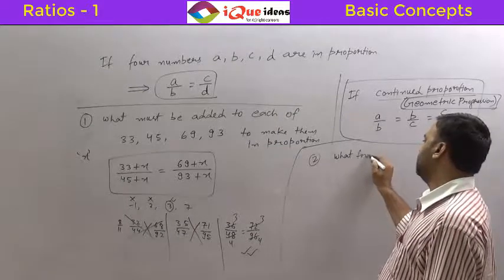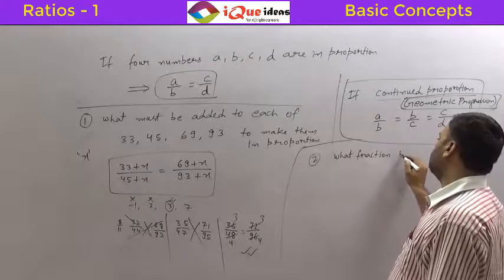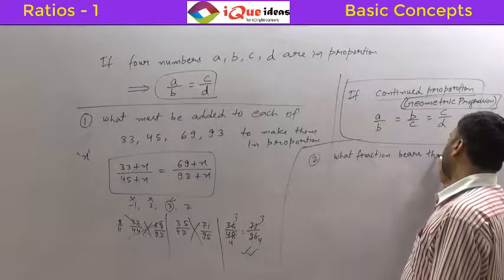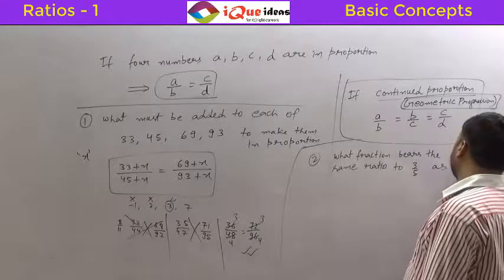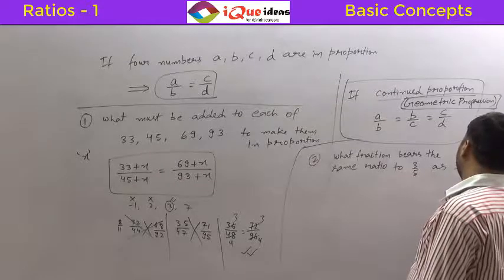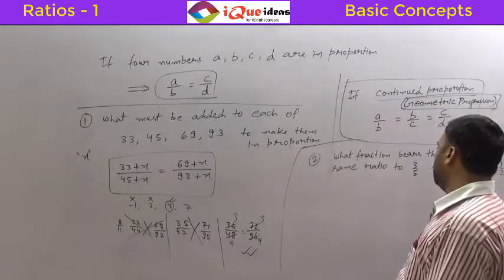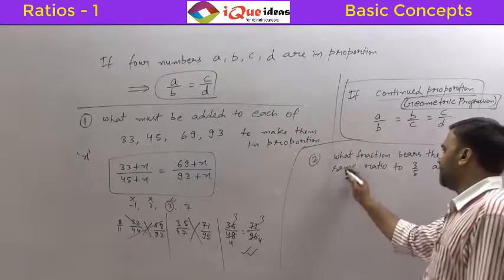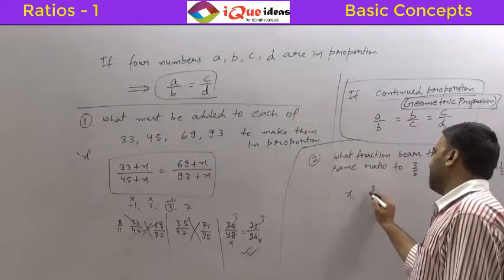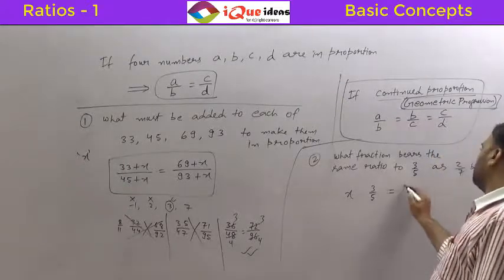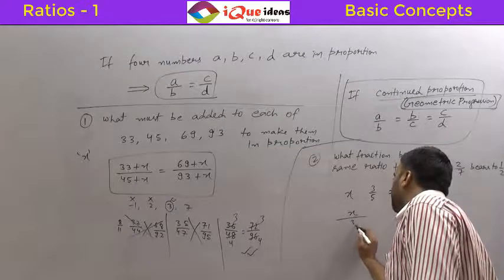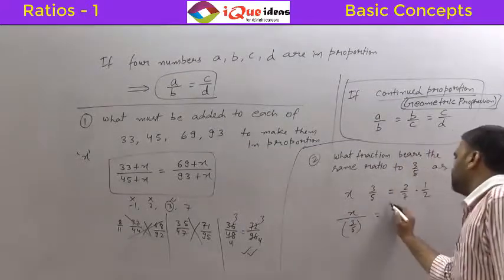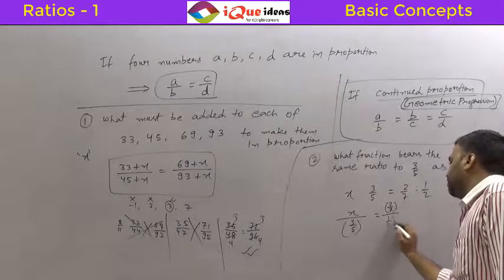What fraction bears the same ratio to 3 by 5 as 2 by 7 bears with 1 by 2. So what fraction bears the same ratio to 3 by 5? So suppose that fraction is x, then x is to 3 by 5 is equal to 2 by 7 is to 1 by 2. This is what the question says. Right? So this can be written as x divided by 3 by 5 is equal to 2 by 7 divided by 1 by 2. So be careful about the order.